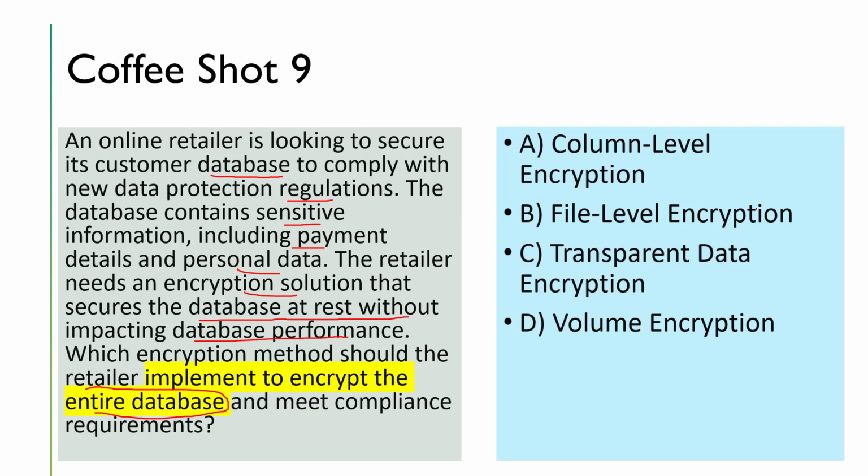Option A, column level. Column level encrypts a particular column within a database, but here the question is talking about encrypting the entire database. File level encryption, encrypting a file. Volume will encrypt the entire volume, but here we're talking about encrypting a particular database. That is the reason the answer is C for Charlie, transparent database encryption, TDE. Let's move to the next question.